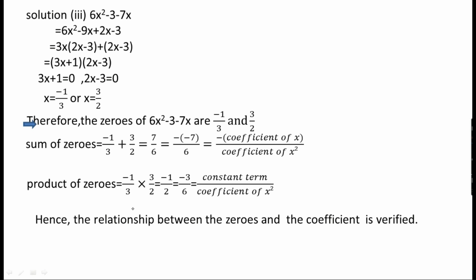Now, let's come to part 3 of this question. 6x square minus 3 minus 7x. We can write this like this also.